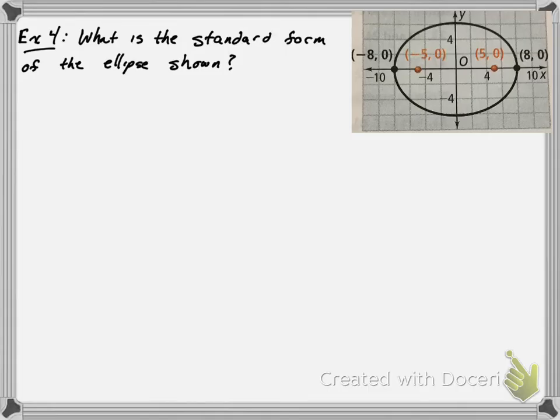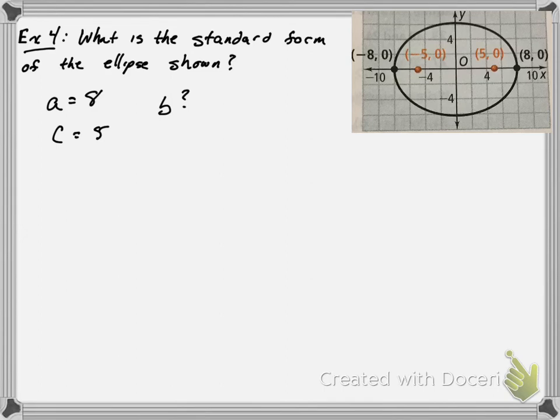Example 4 wants to know what's the standard form of the ellipse shown. So they give me the vertices and they give me the foci, and they want me to go ahead and write my equation. So my A then is going to be 8, and my C is going to be 5. We don't know what the B is, but again, we're going to use that same formula.